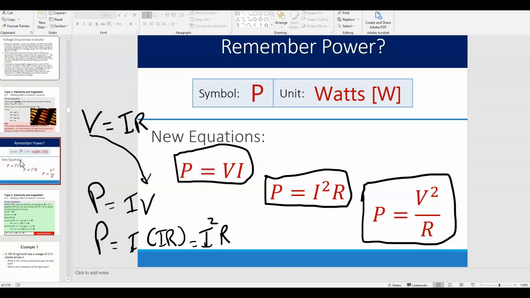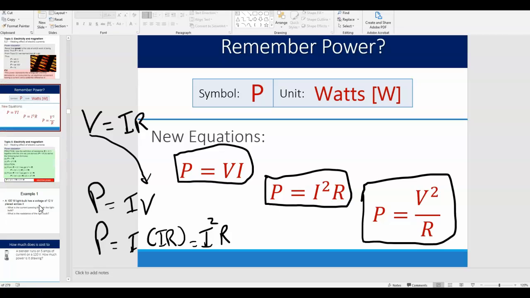Okay, so we have three equations for power, and again, which one we use just depends on what's given. So let me give you a simple example. Pause it here if you need to add these equations to your notes.